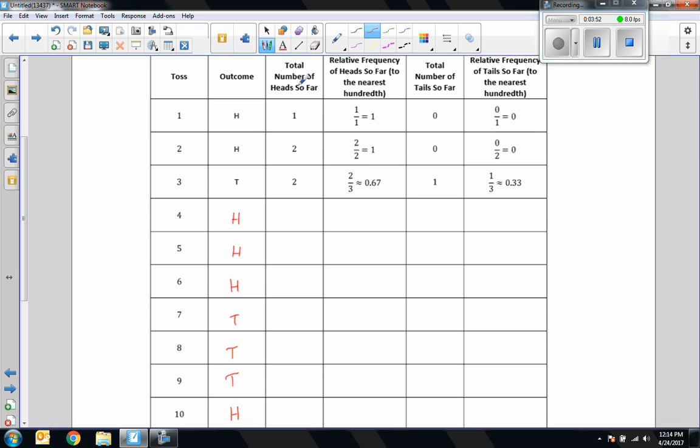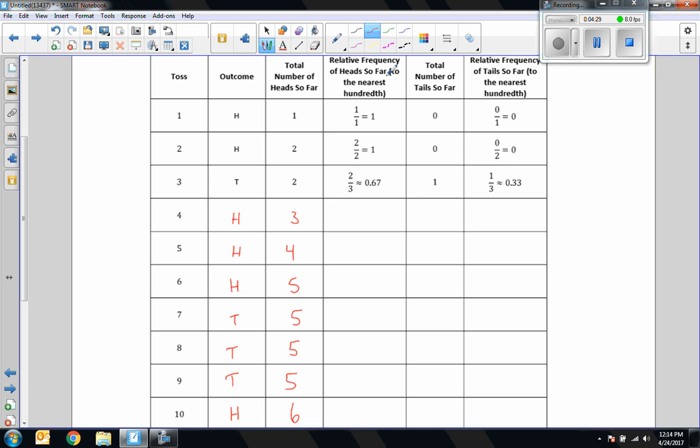Now it says the total number of heads so far. 1, 2, and we're just going to tally heads. So here's the third one. 3 heads, 4 heads, 5, and then down here 6. The total number of heads so far did not change, so it went 1, 2, 2, 3, 4, 5. That still was a total of 5, so that doesn't change until heads occurs. So it goes 1, 2, 2, 3, 4, 5, 5, 5, 5, 6.